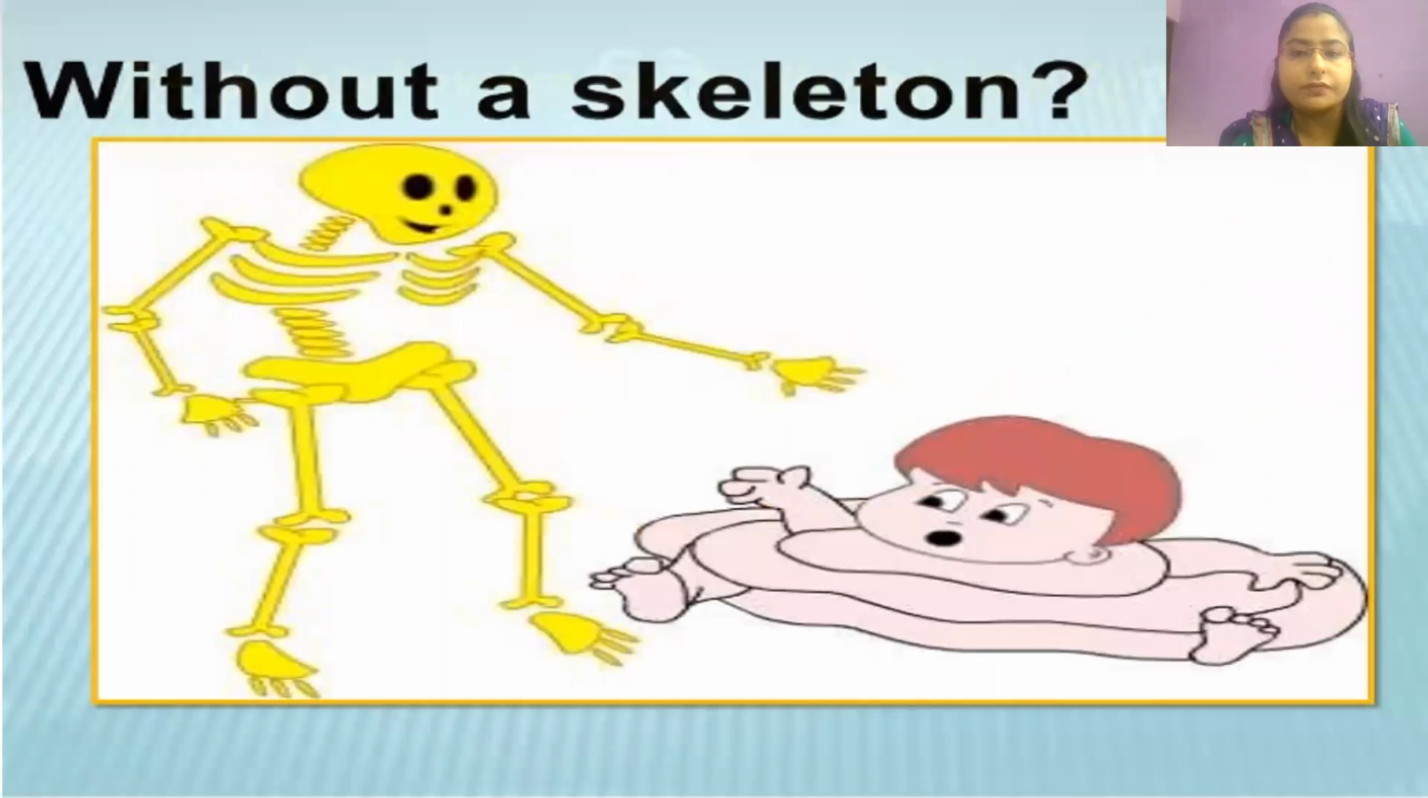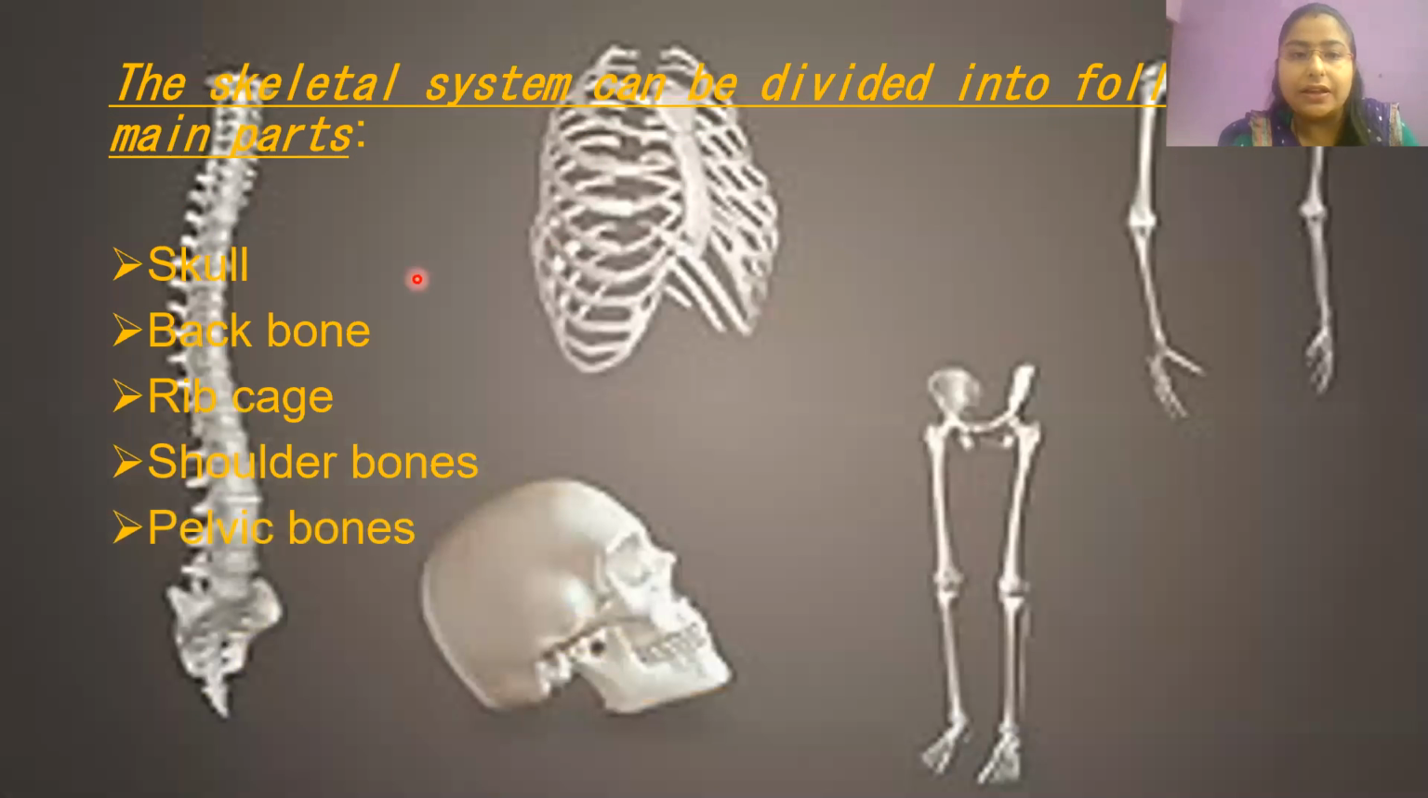Okay. Now we will see the skeletal system can be divided into the following main parts. So which are they? First is skull. This is our skull. Backbone. This is our backbone. Rib cage. This is our rib cage. Shoulder bones. This is our shoulder bones. And the last is pelvic bone. See, this is our pelvic bone. So these all parts form the skeleton.